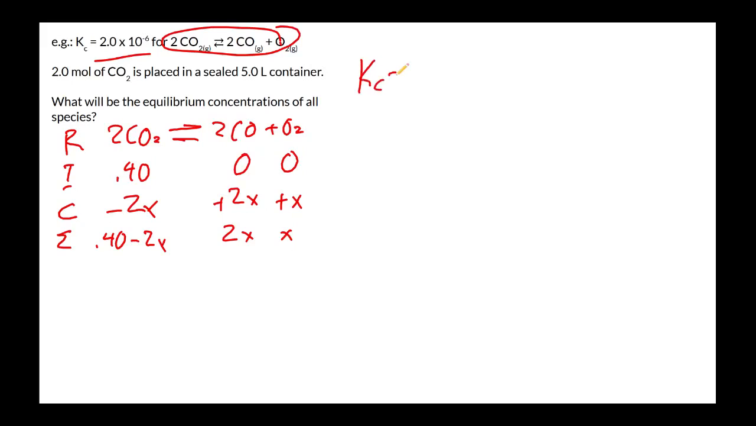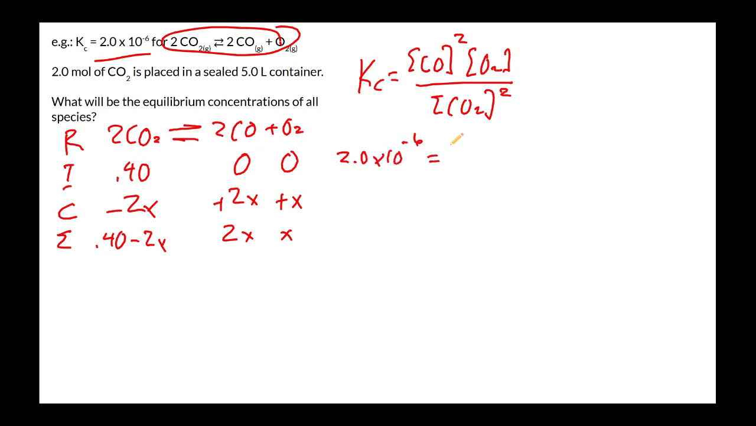So what's Kc? It's the concentration of CO squared times the concentration of O2 divided by the concentration of CO2, which is also squared. In terms of our chart, well, Kc we know is 2.0 times 10 to the negative sixth, and the concentration of CO is 2x. That's going to be squared. The concentration of O2 is x. And then in the denominator we have 0.40 minus 2x, but that's also going to be squared.